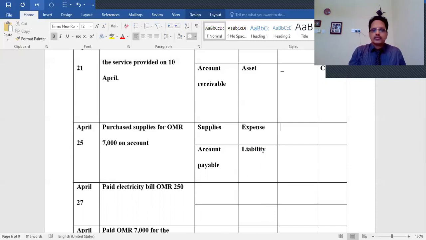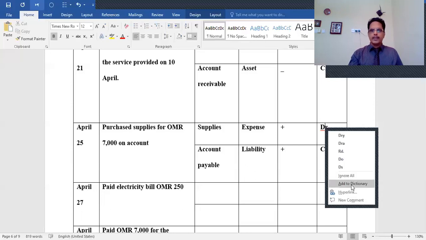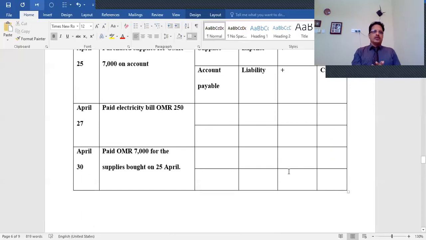Now you see, when you purchase supplies, your expense is increasing. You have to pay the money later. So your expense has increased. You have to pay the money. It is your responsibility also, but you didn't pay. So your liability also increases. Now expense increases, debit. Liability increases, credit. Now you paid electricity 250 real, the electricity amount you paid.